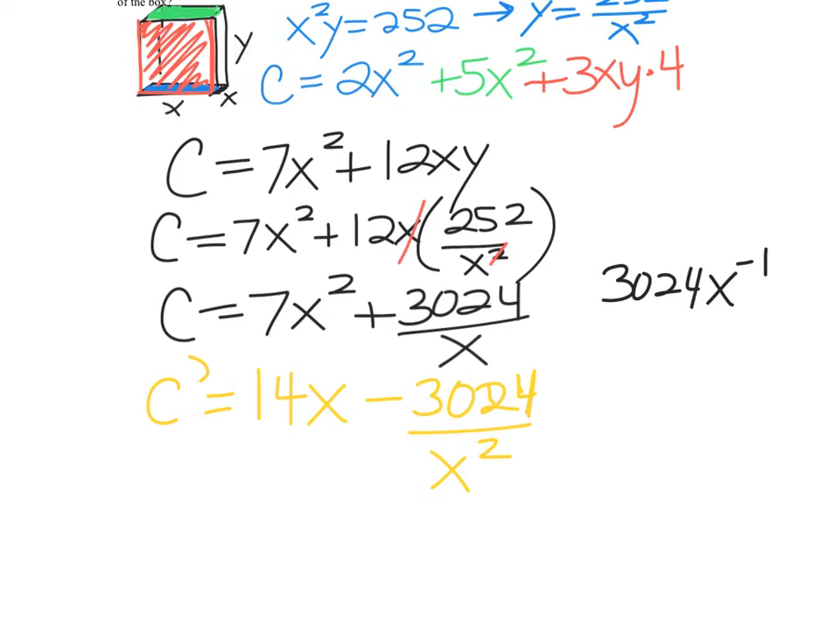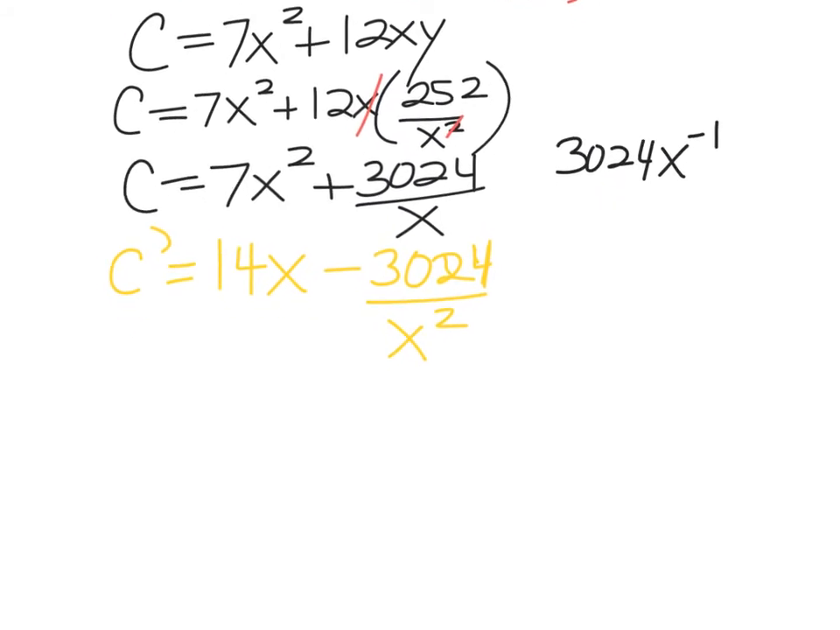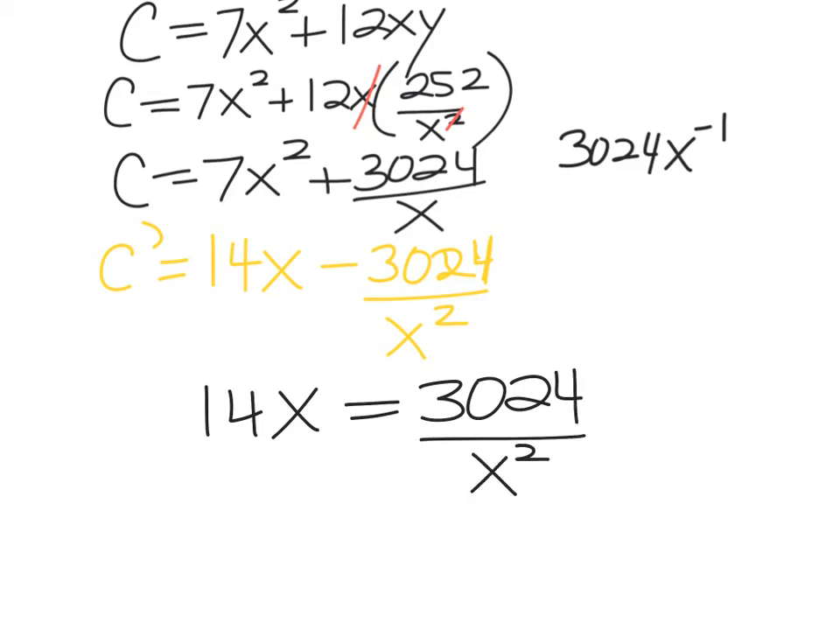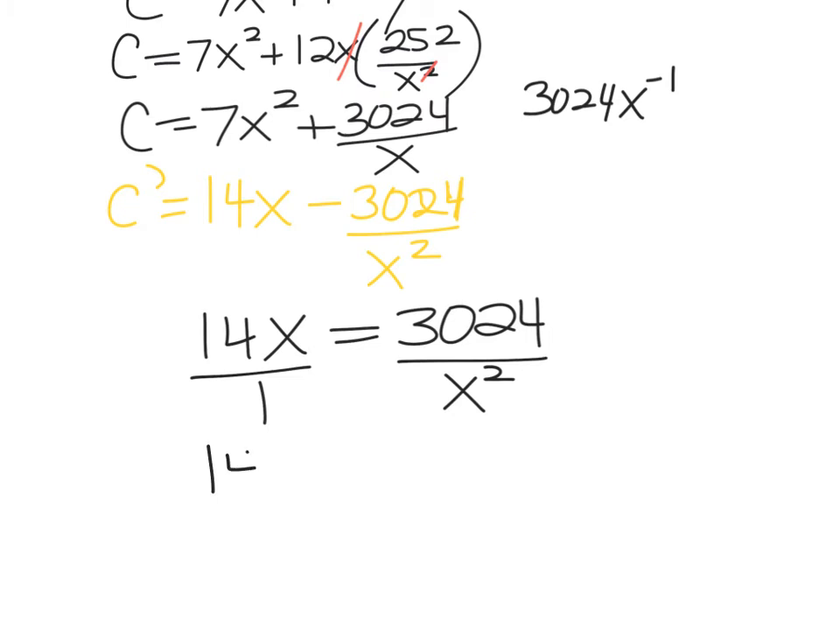Are you getting used to taking the derivative of that? Yeah, we've seen that quite a few times, especially when you're minimizing something. Okay, so we'll take that derivative and we'll set it equal to 0 and solve. So 14x equals 3,024 over x squared. Are you running out of room? No. Good. All right, we'll cross multiply. And you get 14x cubed equals 3,024.